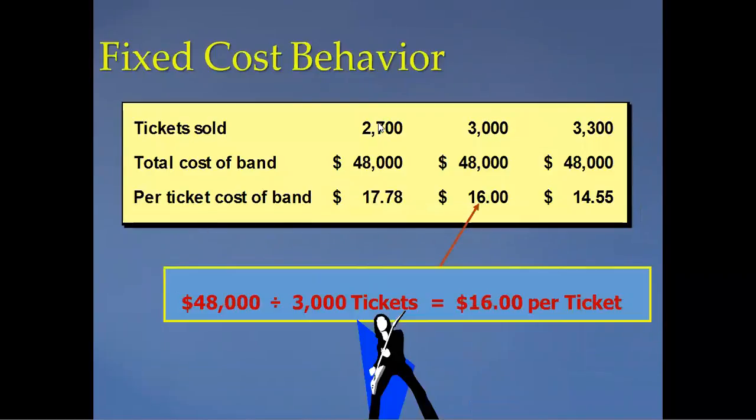So as you can see, if there's 2,700 tickets sold, the band costs $48,000. That's $17.78 per ticket to cover the cost of the band. But if the tickets go up to 3,300, the cost of the band is still $48,000, but the per ticket cost becomes $14.55. So the more tickets you sell, the fixed cost gets spread out among increased volume, so the per ticket cost goes down.